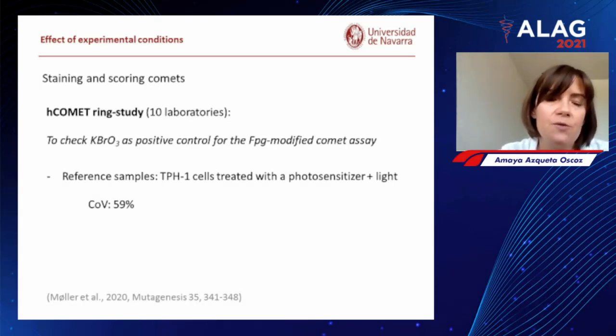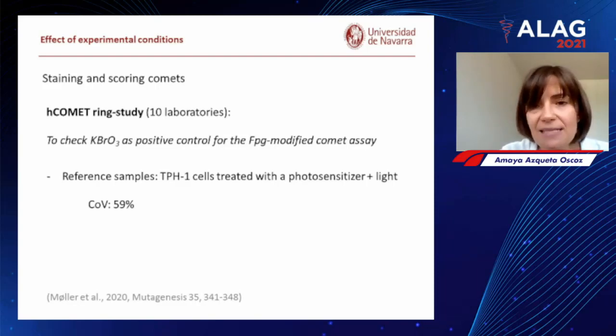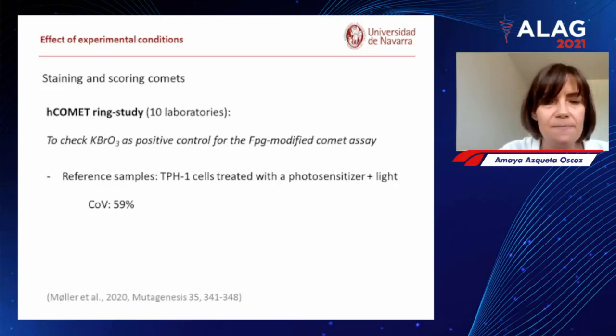I'm not going to explain the whole ring study, but within the ring study, reference samples were distributed to the 10 laboratories. These were THP1 cells treated with a photosensitizer plus light. This is also used to induce 8-oxoguanine. The 10 laboratories analyzed the samples following a common protocol, and at the end, the coefficient of variation of the results between all the 10 laboratories was 49%, which is quite a lot.